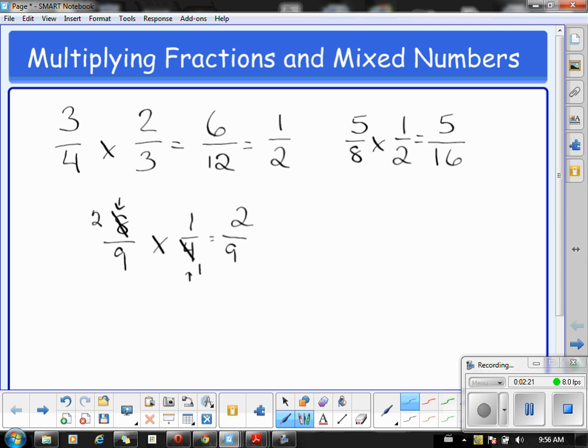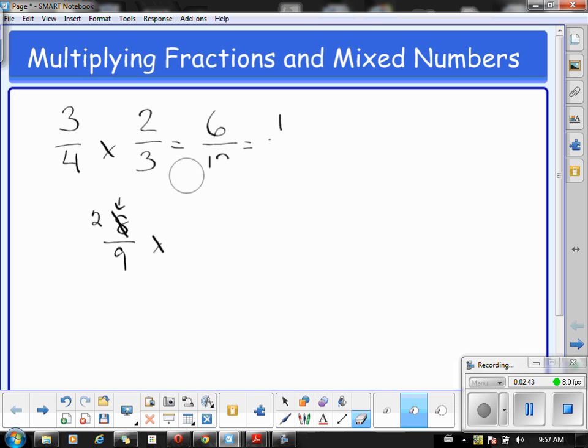The advantage of cross-reducing before you multiply is that one, I don't have to reduce my answer now, and two, if you're working with bigger numbers, it makes them smaller for when you're multiplying. Usually we see that works better with mixed numbers. So now we're going to look at a mixed number.